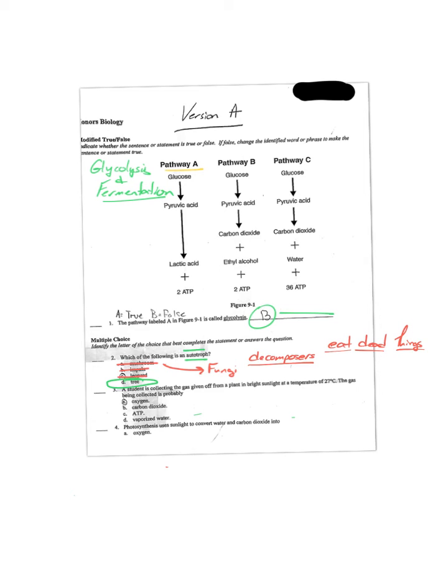So a student is collecting the gas given off by a plant in bright sunlight at a temperature of 27 degrees Celsius. The gas being collected is probably oxygen. That is correct. Now, I want to remind you that as far as their net production and net absorption, plants produce a net O2, but they do also produce CO2 since they do respiration, but they use that CO2 in producing more sugars.